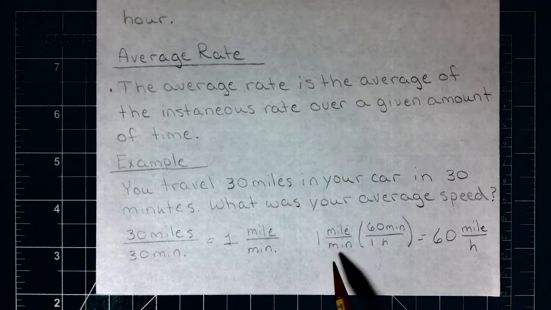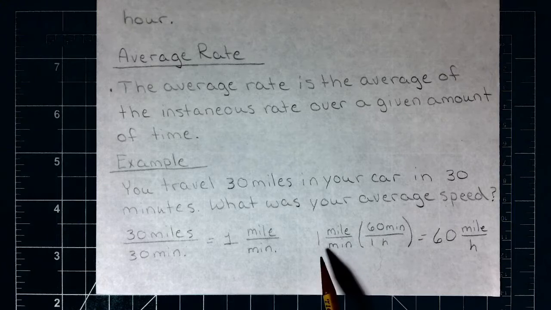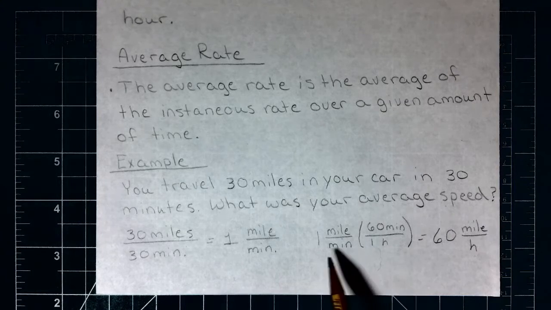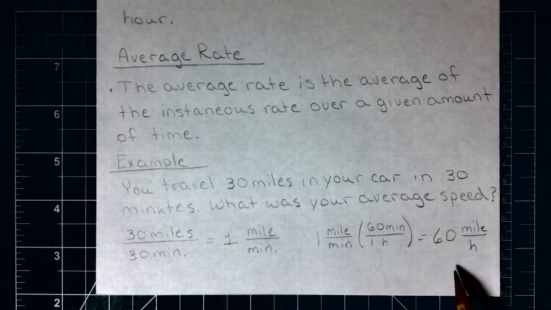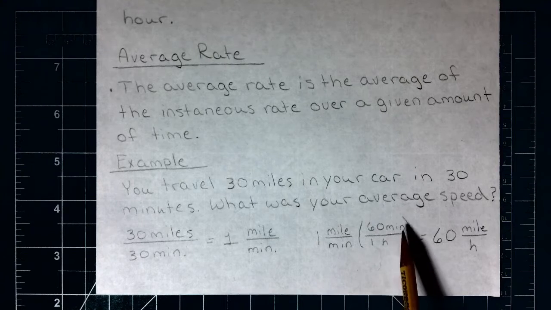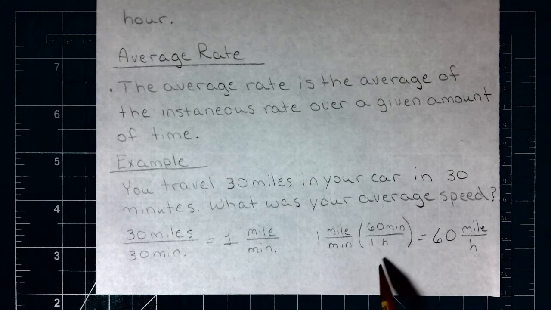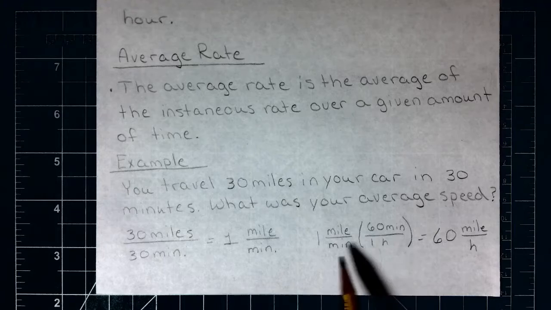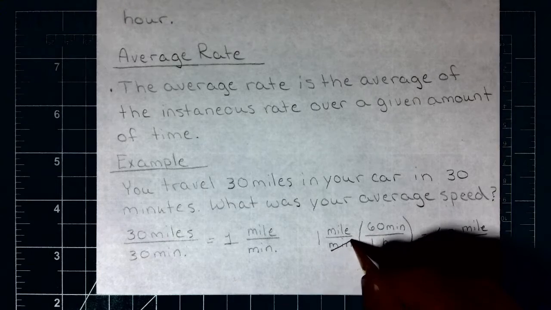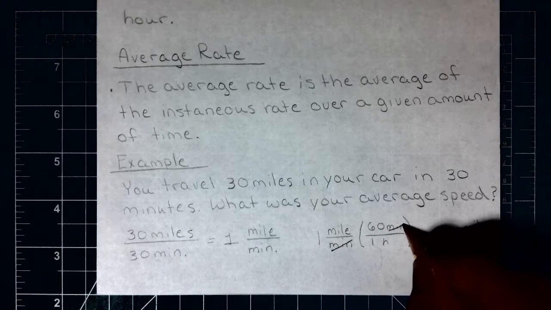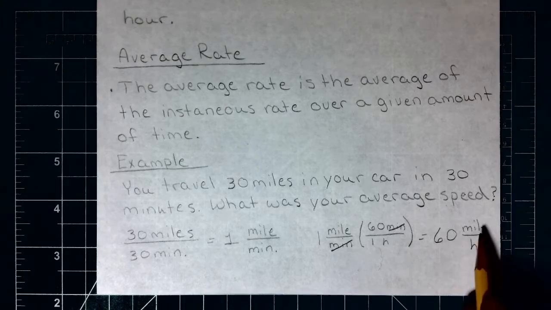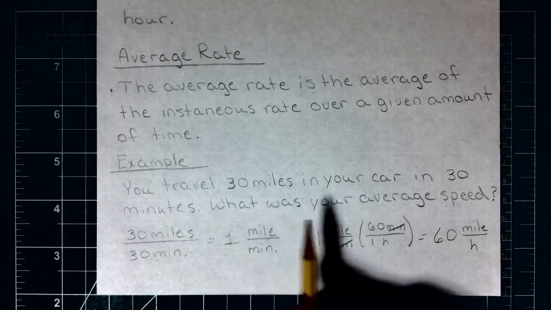And we can do conversions with rates just like we did with anything else. For instance, if we wanted this in a more familiar unit like miles per hour, we would just do the exact same thing we've always done. We would take the fact that there's 60 minutes in 1 hour, and we would arrange it so that the units cancel. So here we're going to cancel our minutes, and we'll do out our math, and we see that we were going 60 miles an hour for the duration of our trip.